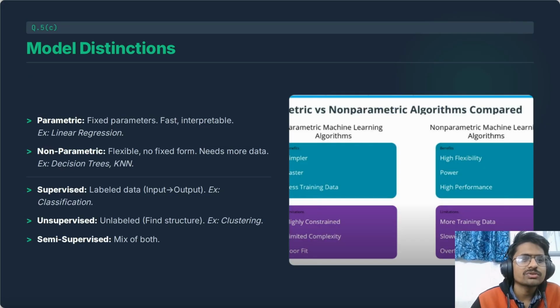So part C of question number 5: model distinctions. Parametric: fixed parameters, fast, interpretable. Example, linear regression. Non-parametric: flexible, no fixed form, needs more data. Examples, decision trees, KNN. Supervised: labeled data, input and output. Example, classification. Unsupervised: unlabeled data, finding structure. Example, clustering. And semi-supervised is a mix of both.